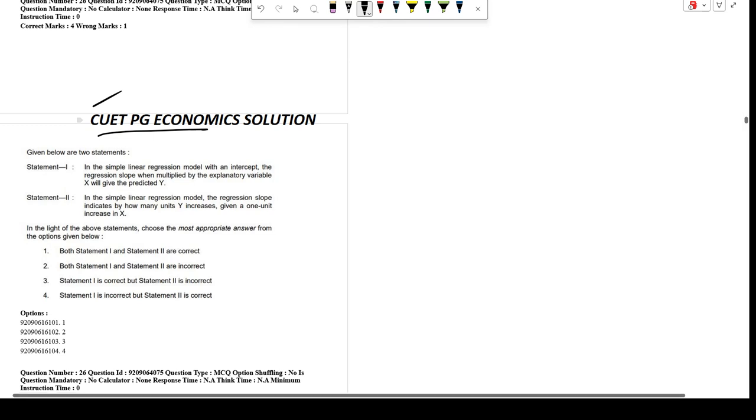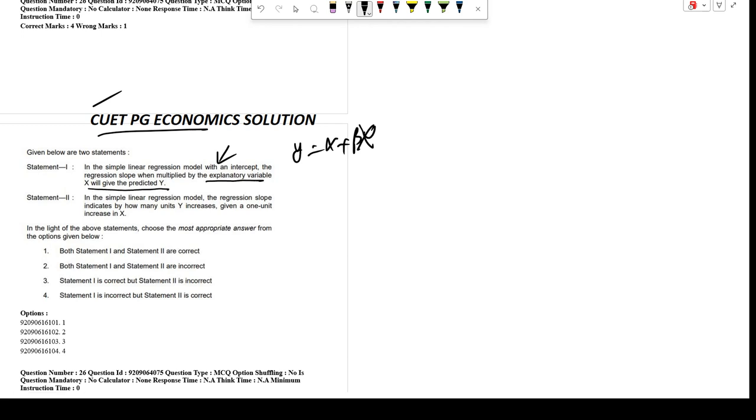Statement 1: a simple linear regression model with an intercept, y = alpha + beta x. So the regression slope multiplied by the explanatory variable x will give the predicted value of y. That is absolutely correct. The simple linear regression model is finding the predicted value, and this is the fundamental concept of regression analysis. So the dependent variable will give the value with respect to the independent variable.